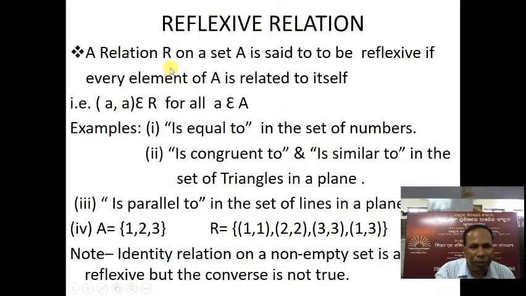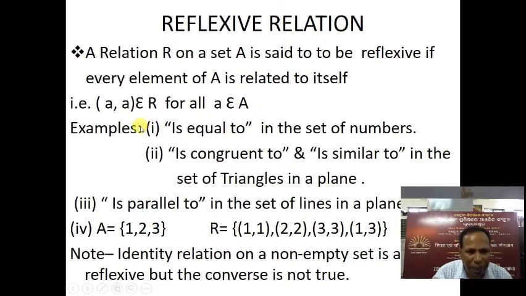Now the second type of relation is a reflexive relation, or we call it a reflexive property. When do we say that a relation is a reflexive relation? Consider a relation R on a non-empty set A. It is called reflexive if every element of A is related to itself. That means ordered pair (a, a) belongs to R for all a belonging to set A.